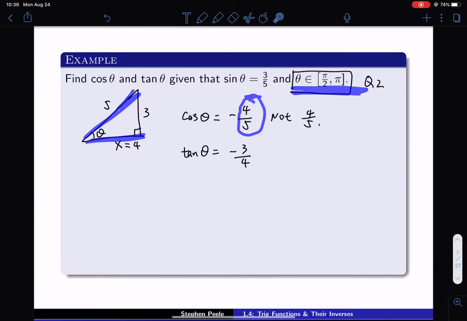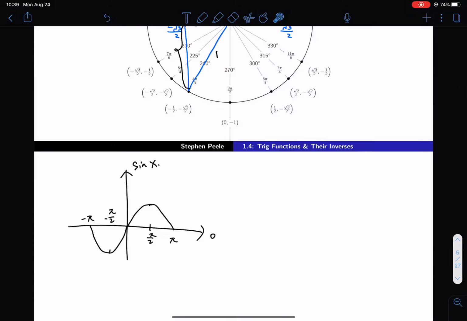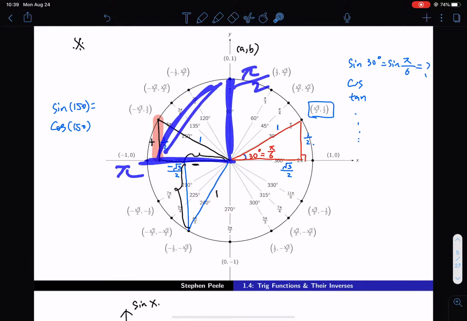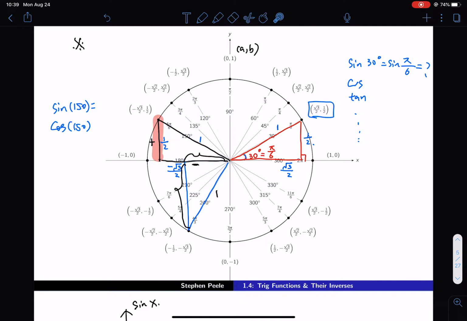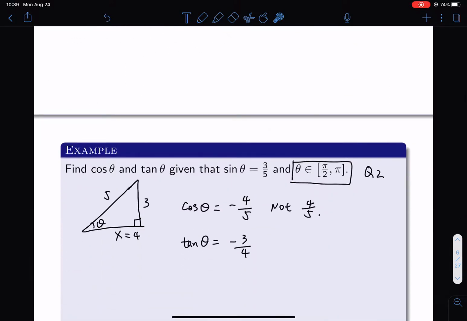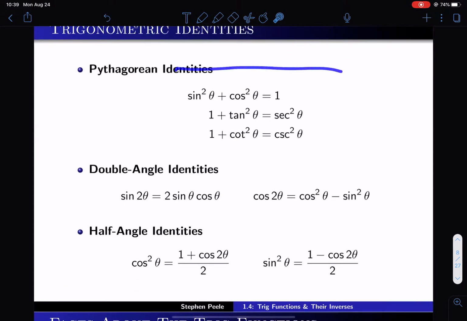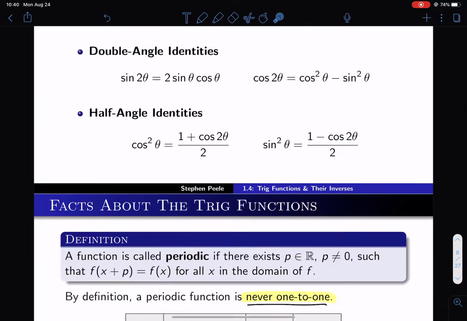But please pay attention to theta. Theta is from pi over 2 to pi. So this is pi over 2, this is pi. So we know the triangle is in this part. If the triangle is in this part, then the corresponding value is negative. This value divided by a positive number is negative. So that's how we got negative 4 over 5, not positive. And then this is a very important equation: sine squared theta plus cosine squared theta is 1.